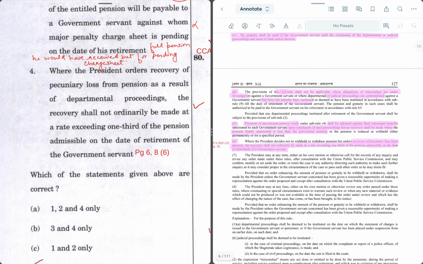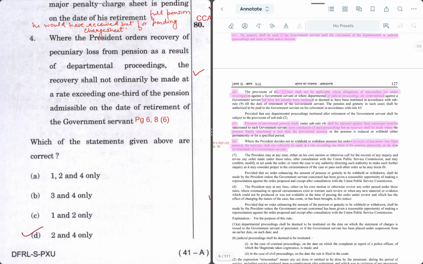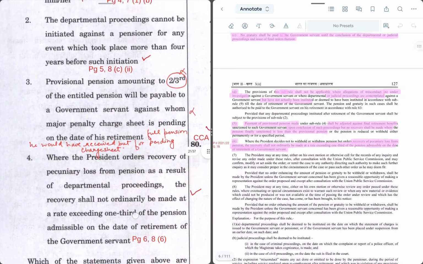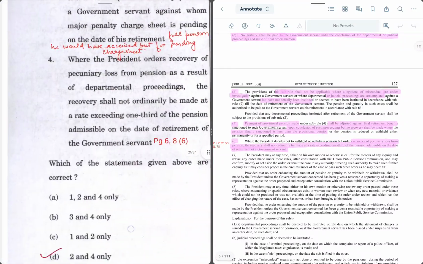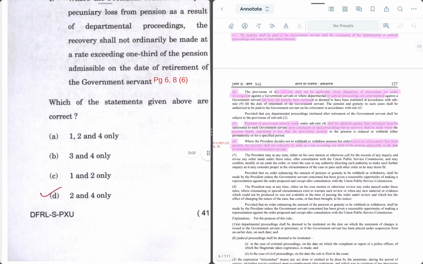Hence, the question is asking us which of these statements are correct. So statement 4 is correct, statement 2 is correct. Hence, the right answer is 2 and 4 only, which is D.